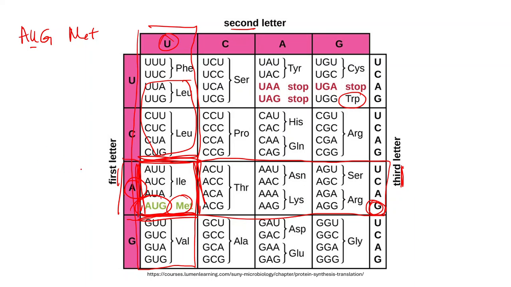If we look at a different codon, let's say CAU, that would require us to look for our first letter, C, our second letter, A, and that would be in this box. And CAU, our third letter U, means this would be histidine.